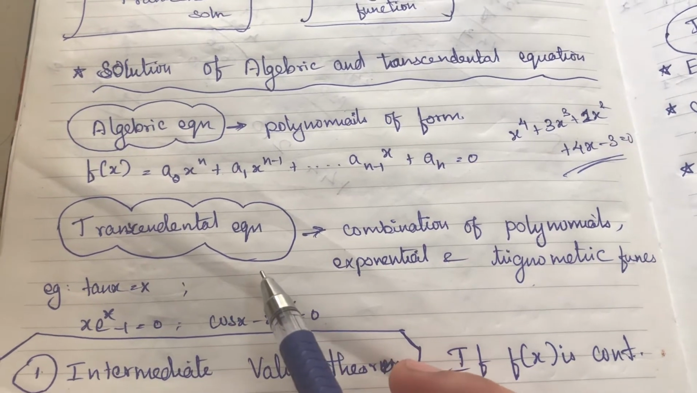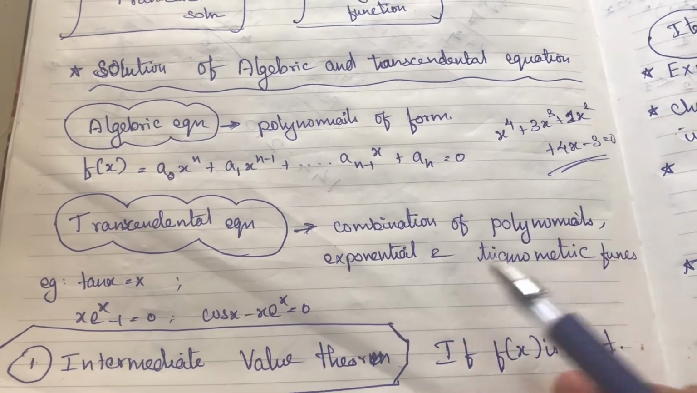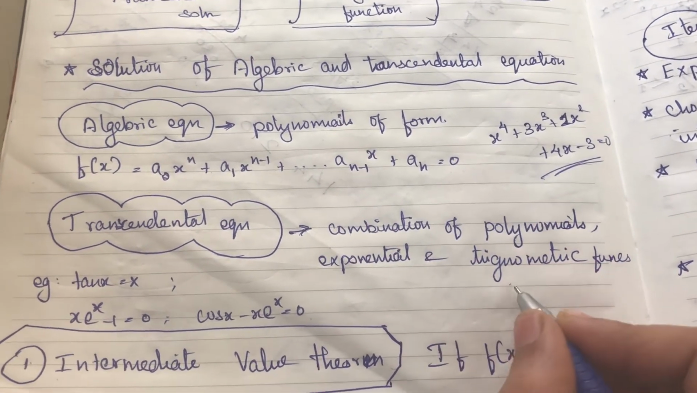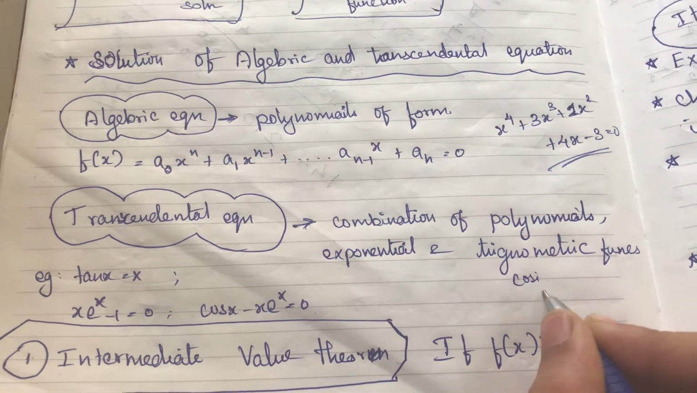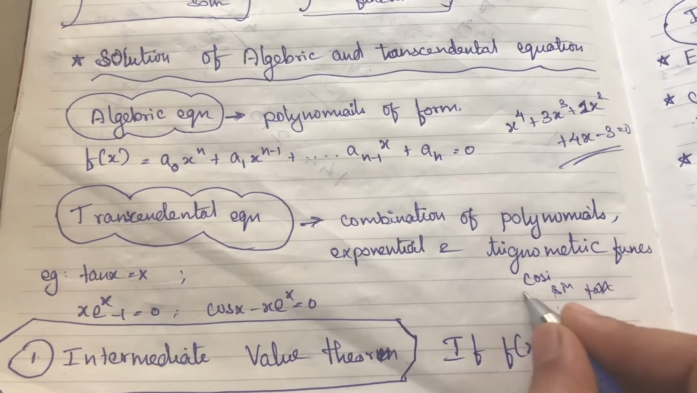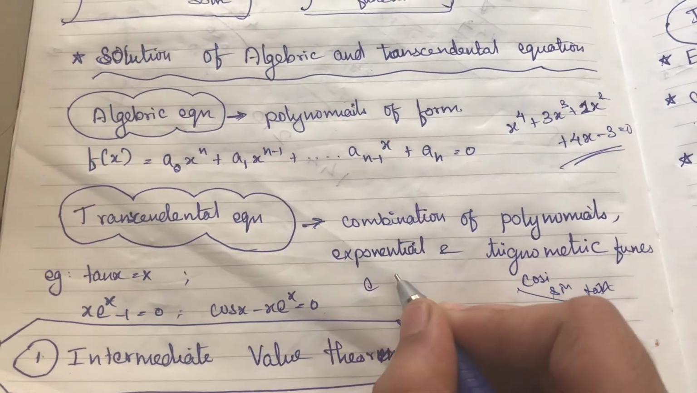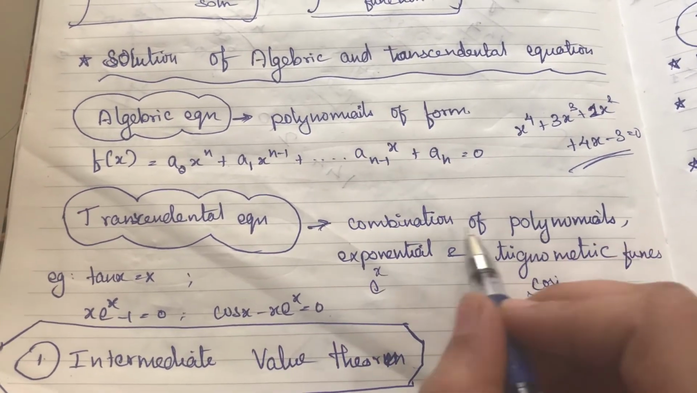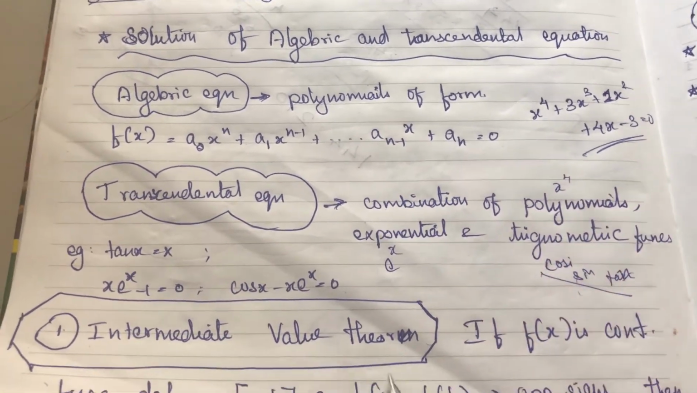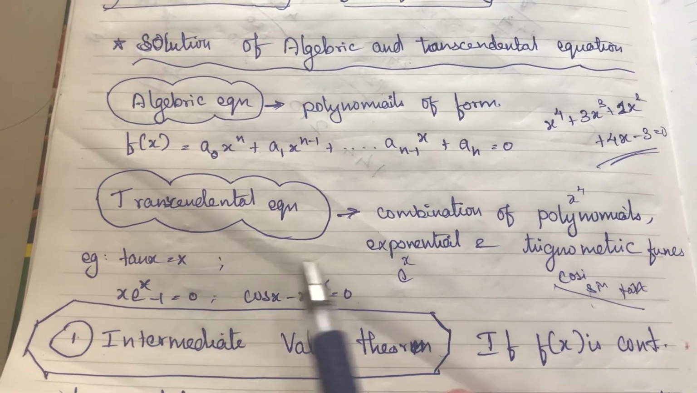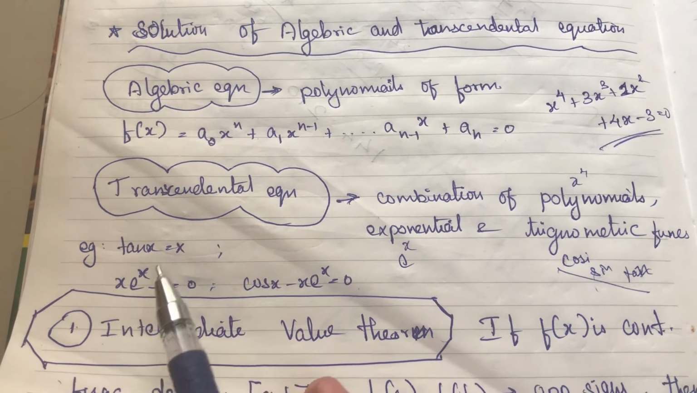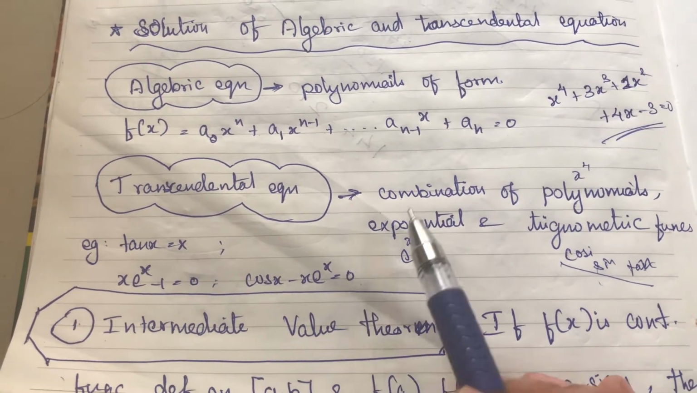Transcendental equation is a combination of polynomials, exponential, and trigonometrical functions. Trigonometrical function means cosine, sine, tan, it will include these things. Exponential means e power x, like that. Polynomials means like x square, x power cube. So it will contain all the things. Example, they have said tan x, x into e power x, cos x minus x into e power x.